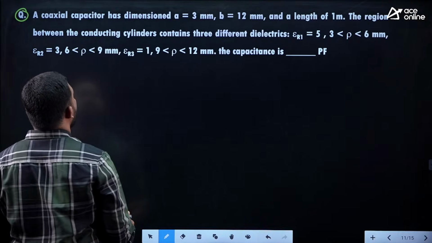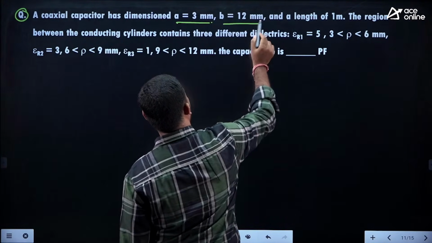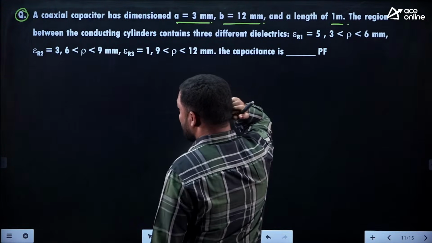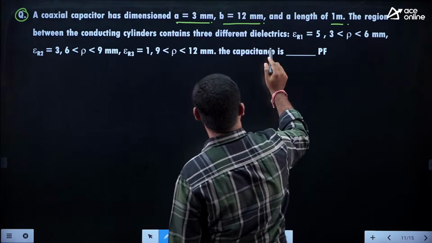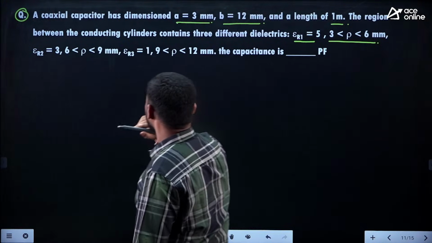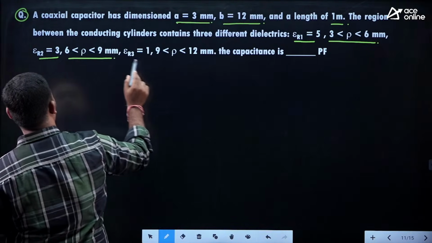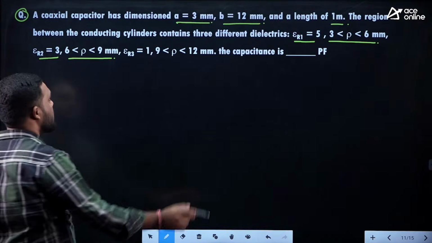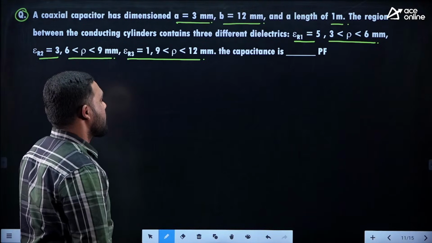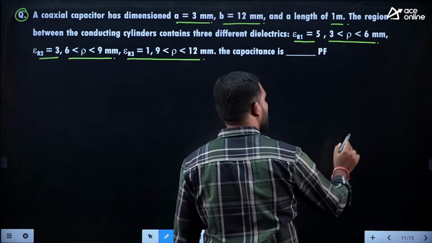A coaxial capacitor has dimensions A is equal to 3 mm and B is equal to 12 mm and the length of the line is 1 meter. The region between the conducting cylinders contains 3 different dielectrics. Epsilon R1 is equal to 5 for the rho ranging from 3 to 6, epsilon R2 is equal to 3 for the rho ranging from 6 to 9, and epsilon R3 is equal to 1 for the rho ranging from 9 to 12 mm. The capacitance is dash picofarads. So how is that?